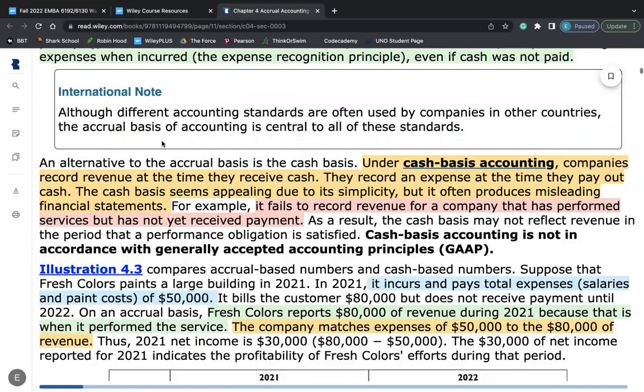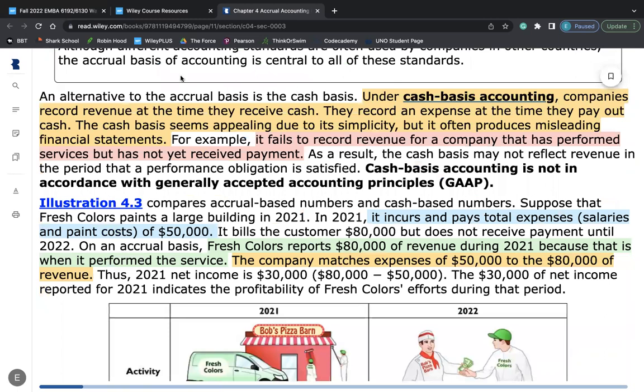Now let's look at the cash basis. Under cash basis, companies record revenue at the time that they receive cash. They record an expense at the time that they pay out cash. The cash basis seems appealing due to its simplicity and sometimes leads to fraud, but often produces misleading financial statements.